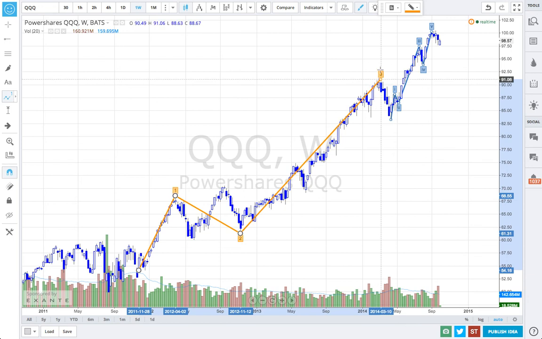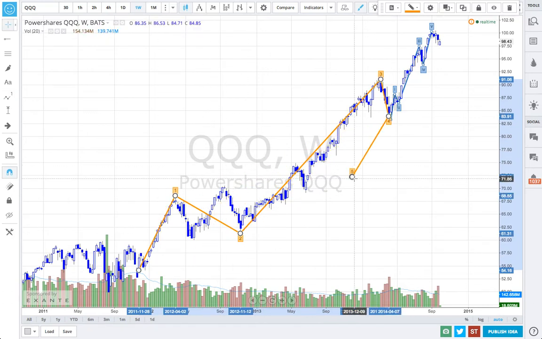Up to here, this is a simple flag pattern. Up here, it's just a straight pullback instead of this being down here. This was a complex pullback where you have a new high created. Oh shoot, and that goes up here.